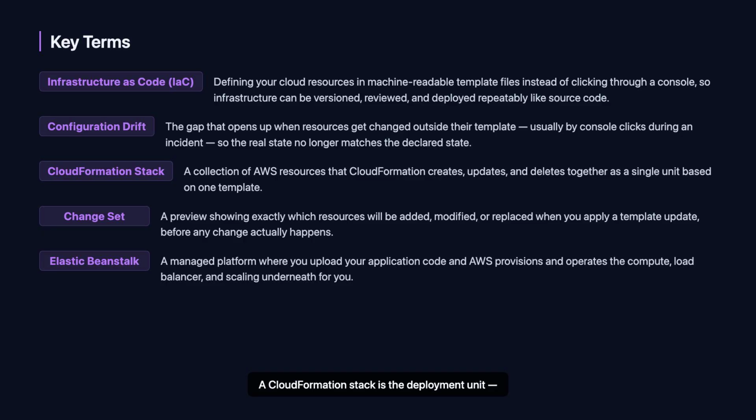A CloudFormation stack is the deployment unit, the set of resources CloudFormation creates, updates, and deletes together from a single template. A change set is a dry run preview that shows exactly what a template update will touch before anything actually changes. And Elastic Beanstalk is a managed platform where you supply the application code, and Amazon Web Services handles provisioning the infrastructure beneath it.